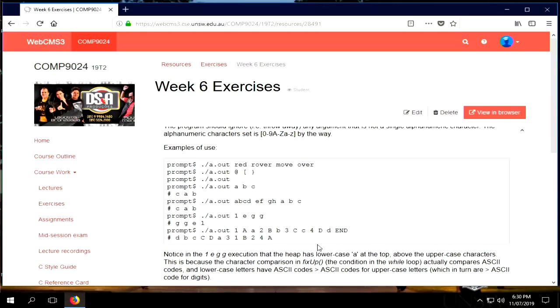ASCII codes. Fix-up compares elements, and if they're integers, you know what it's doing. When it's characters, you've got to hesitate. You think, oh, what's it doing? It's comparing ASCII codes. And if you type ASCII into any CSE machine or any Linux machine or Unix machine, ASCII will actually tell you all the codes for the full character set, 255 of them. And you'll see that the lowercase letters are bigger than the uppercase, which are bigger than the digits. So that's the order you'll get in the heap.